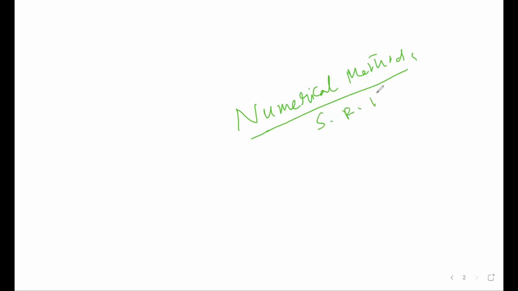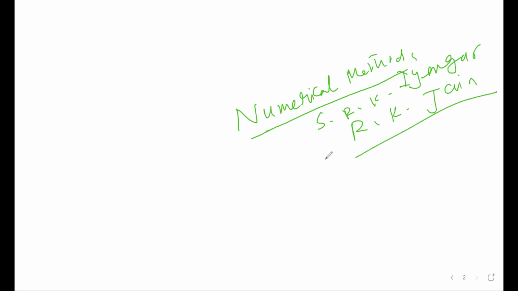So I'm discussing something from a book that is an Indian book, and the name of the book is Numerical Method. Although this is a simple reproduction of an earlier book that I used in my undergraduate level. The writers are S.R.K. Iyengar and R.K. Jain.